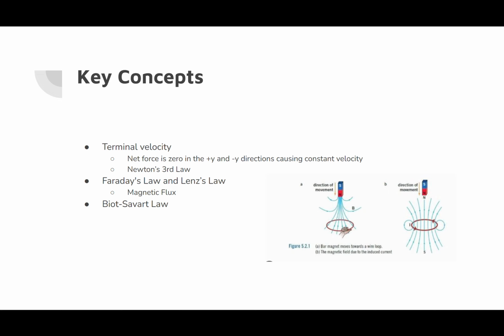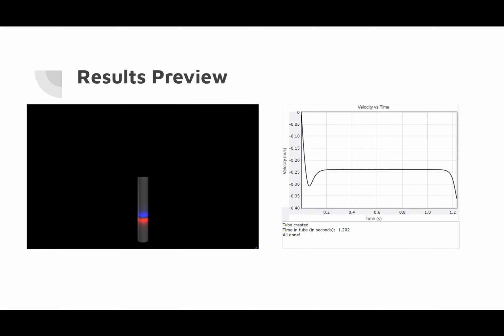Some key concepts we have to understand, as I just mentioned: terminal velocity, when the net force is zero in both the plus and minus y directions, reaching constant velocity through Newton's third law, Faraday and Lenz's law for magnetic flux, the induction and the direction of current, and then with all magnets we need the Biot-Savart law.